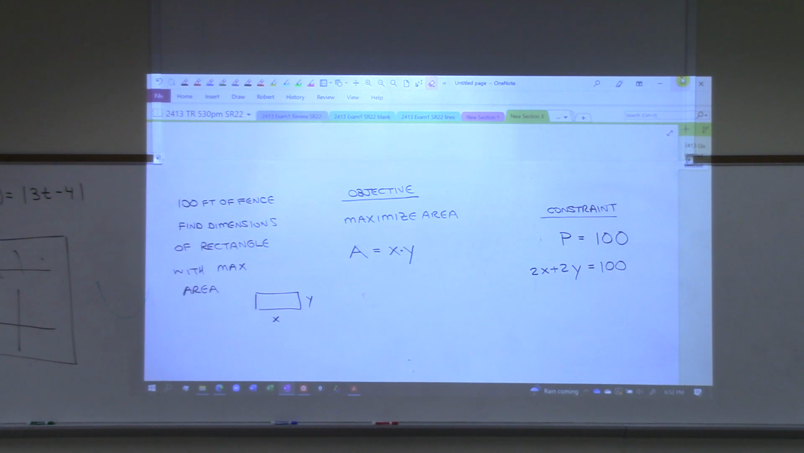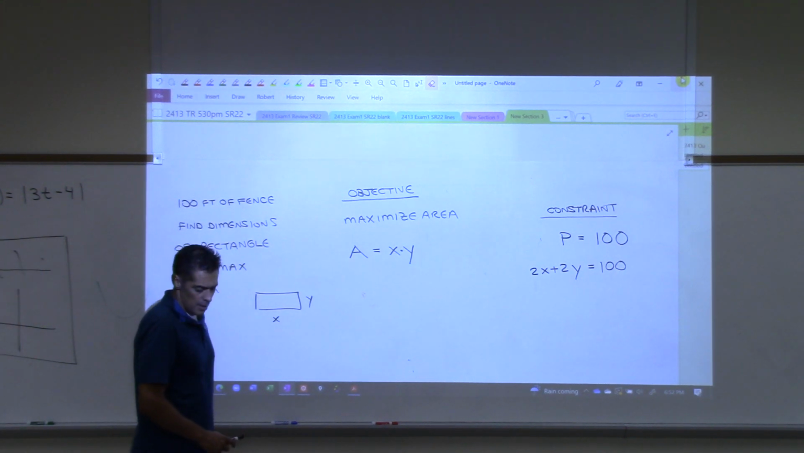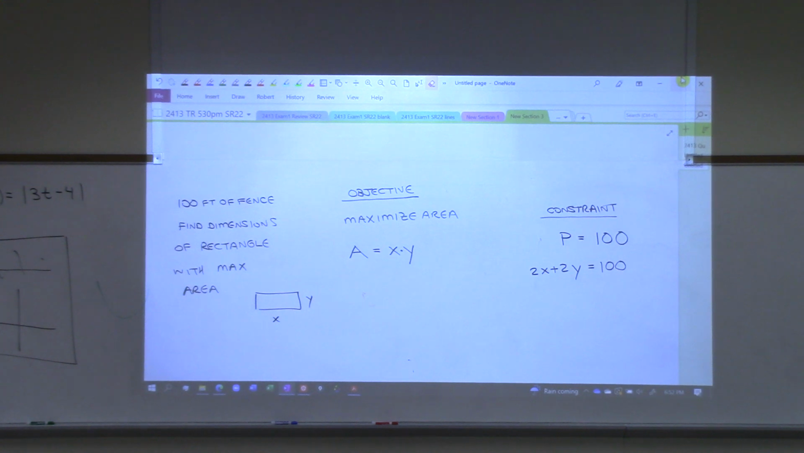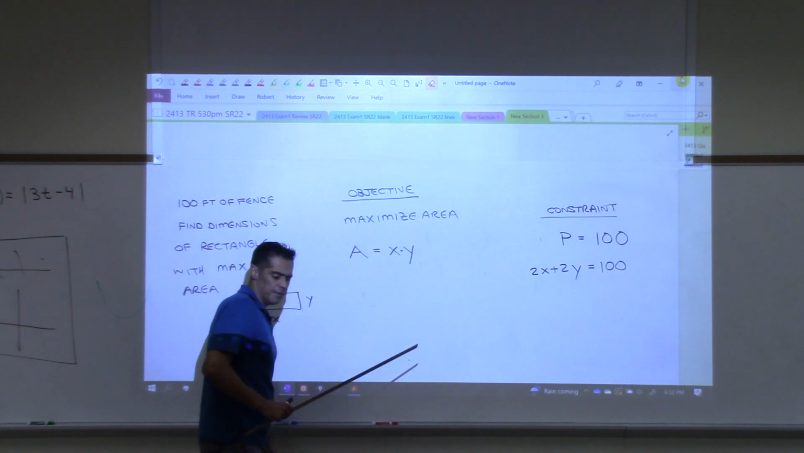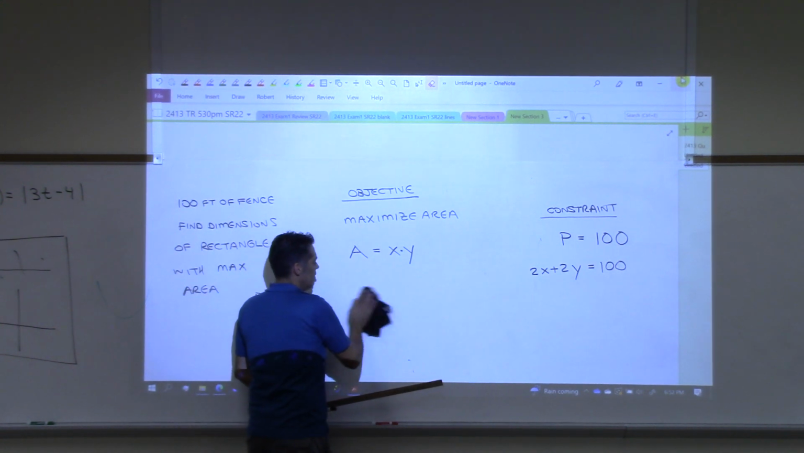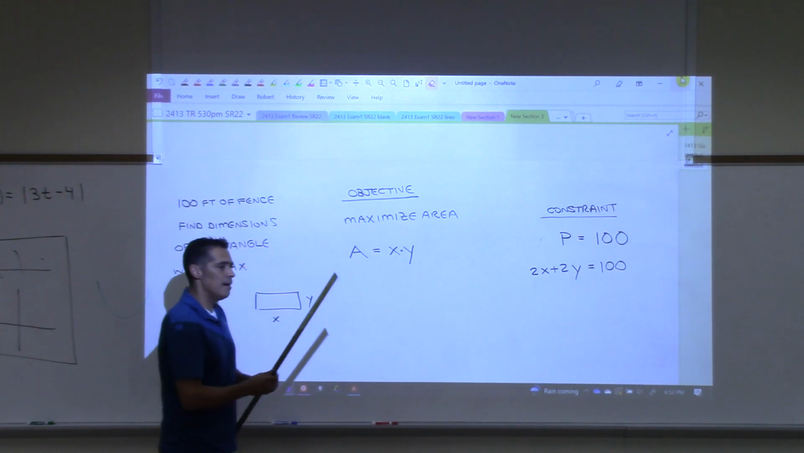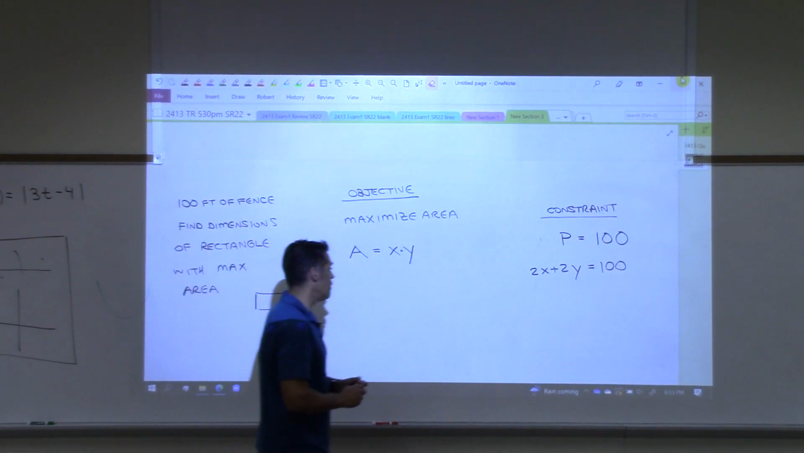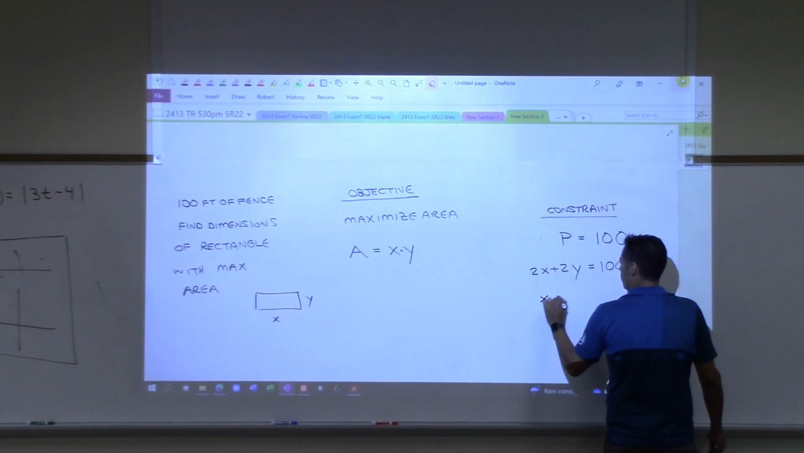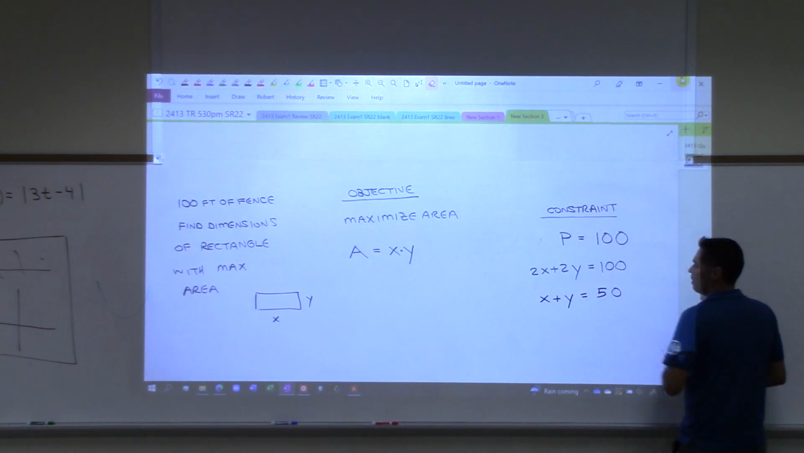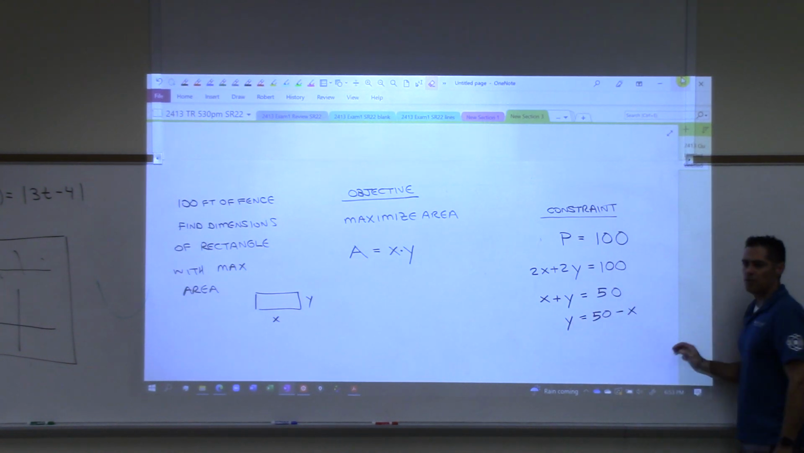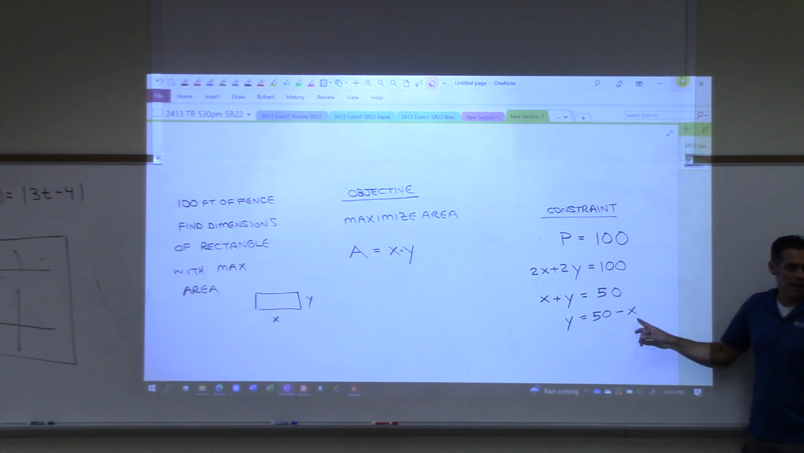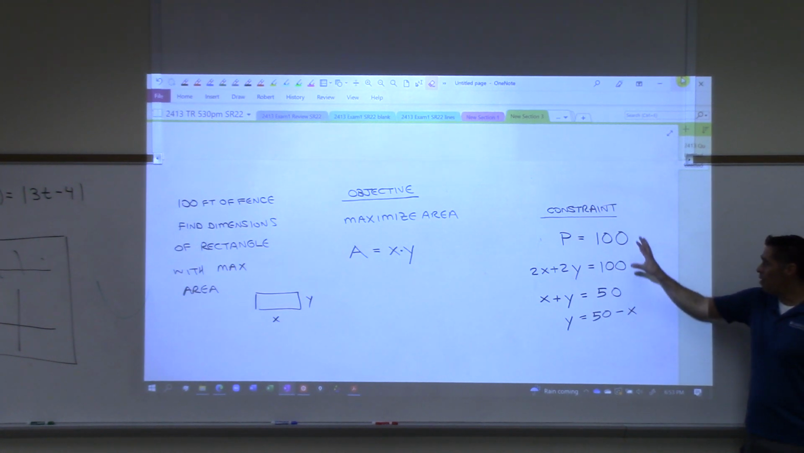Okay, I'm gonna keep going. All right, so the objective is to find the maximum area, right? We drew a picture, we have a formula for the area. The formula was in terms of two different variables, x and y, but we have this constraint that's going to allow us to now solve for either x or y. So I'm going to solve for y. How about I divide everything by 2 first, and then subtract x on both sides. And so now I know that y has to be 50 take away x. This is all under the constraint, yep.